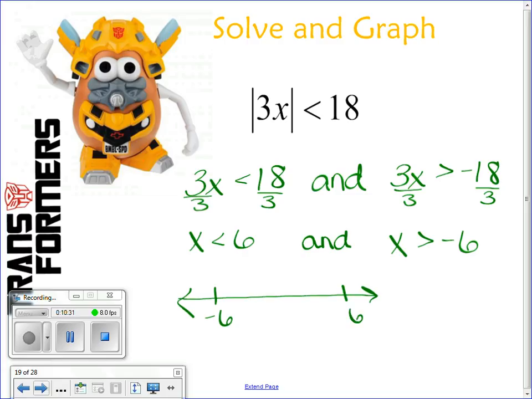What do you want to count by? You can count by 3s. I'm going to count by 6s. I'm lazy, remember? Open or closed? Open. All right, go back and read your inequalities. Where are the numbers less than 6? To the left. Where are the numbers greater than negative 6? To the right. So they connect. Yes?